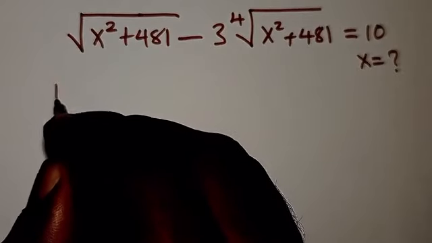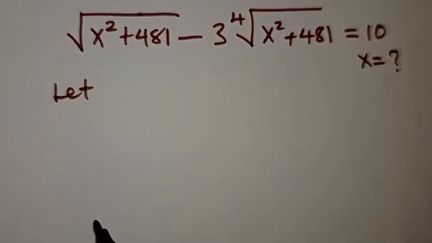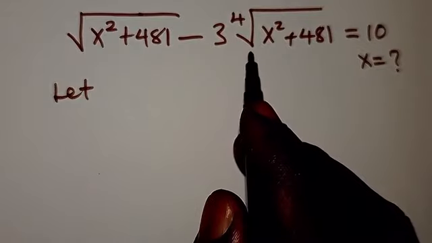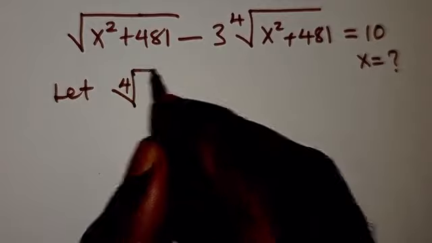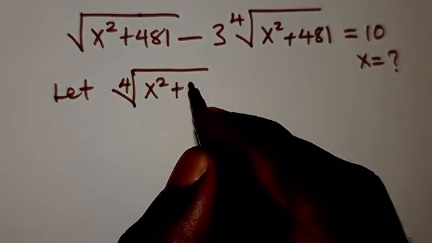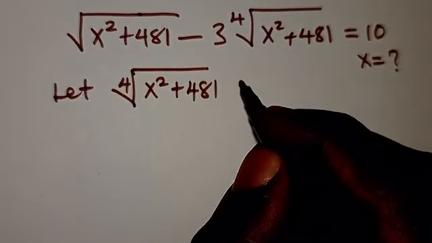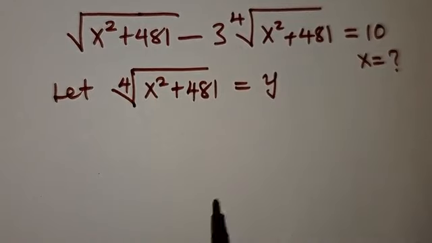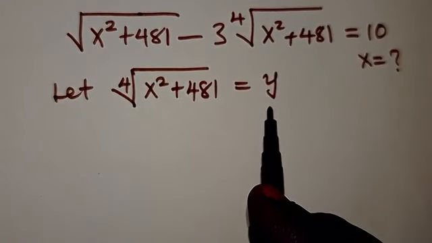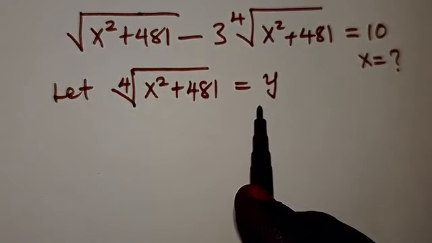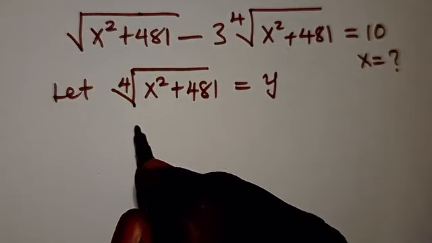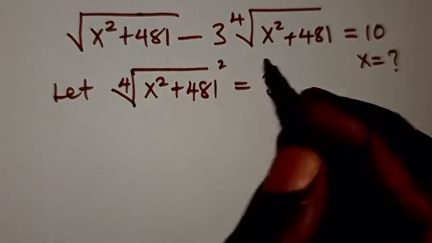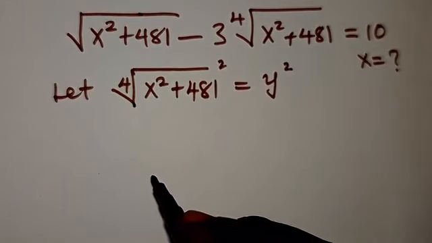So from here we can let the fourth root of x squared plus 481 equal y. So if this is y, definitely we can square both sides. If you square both sides, you see.